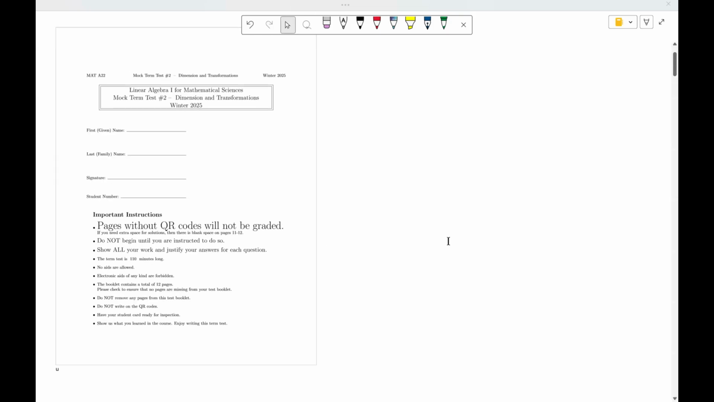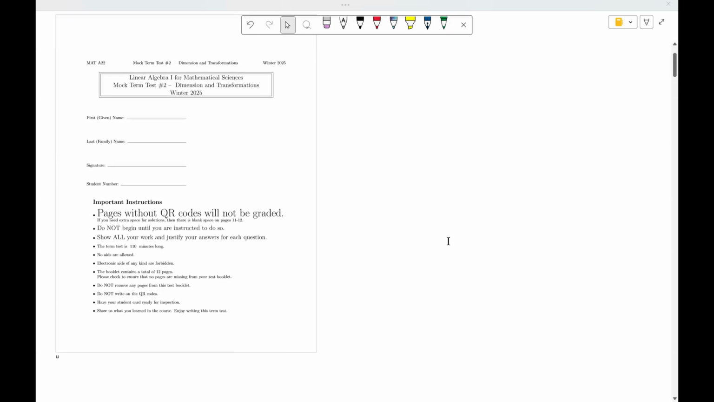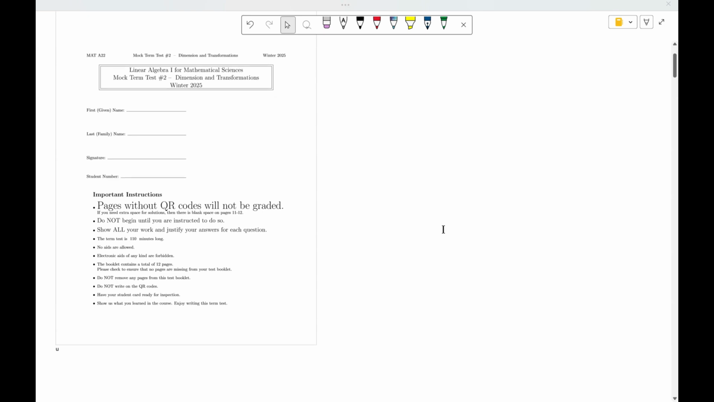We're now going to look at mock term test 2. The focus on this is dimension and transformation. So weeks 4, 5, 6, 7. None of the theorems or definitions from week 8, but there might be examples from the earlier units that show up in week 8 because you know them from past units.